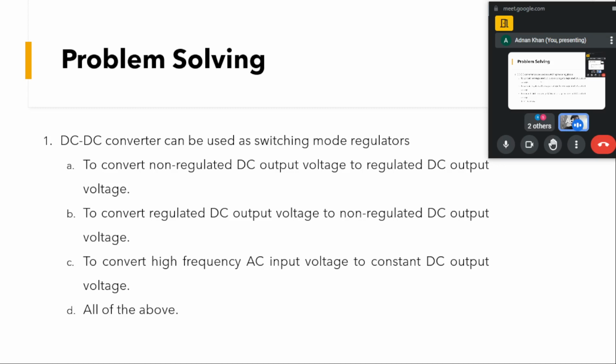Second is to convert a regulated DC voltage to a non-regulated DC output voltage. Option C is to convert a high frequency AC input voltage to a constant DC output voltage. Option D is all of the above. I think every one of you should be able to answer this question, as we have been discussing these DC-DC converters for the past 2 weeks. So can anybody answer this question?